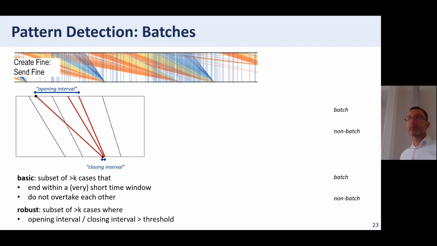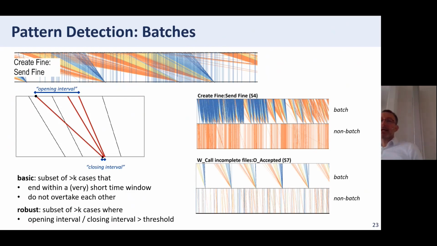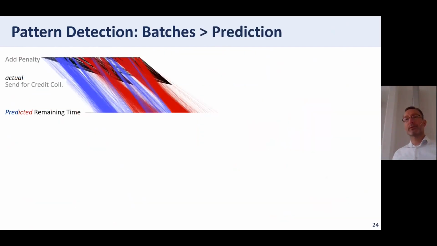Another option, recently developed by a student that I supervised, is to look at the relation between the opening and the closing interval. So then you don't have to look at so many thresholds. It's a bit more robust. And that allows you to take apart the data and look at the cases that end up in the batch and the cases that are not batched. So you can categorize them now. And you can use this, for example, for prediction. Just to sketch this very briefly.